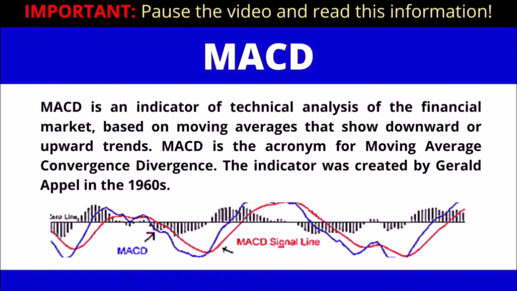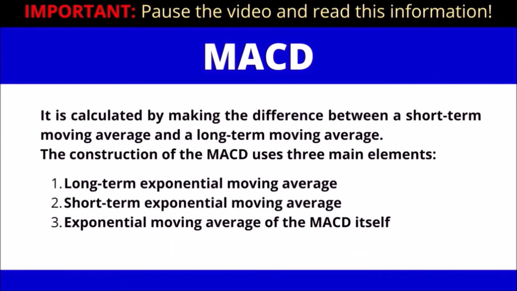Before starting the construction of MACD, let's get to know a little more about this indicator. MACD is an indicator of technical analysis based on moving averages that show downward or upward trends. MACD is the acronym for Moving Average Convergence Divergence. The indicator was created by Gerald Appel in the 1960s.